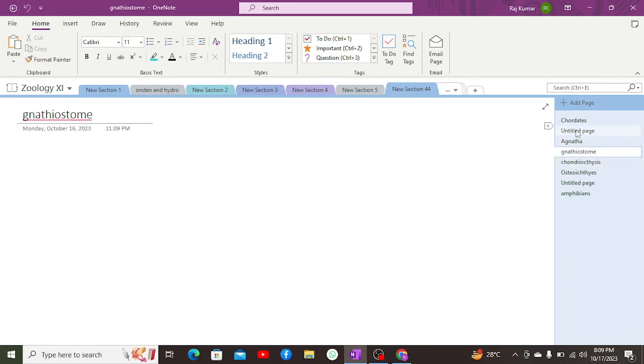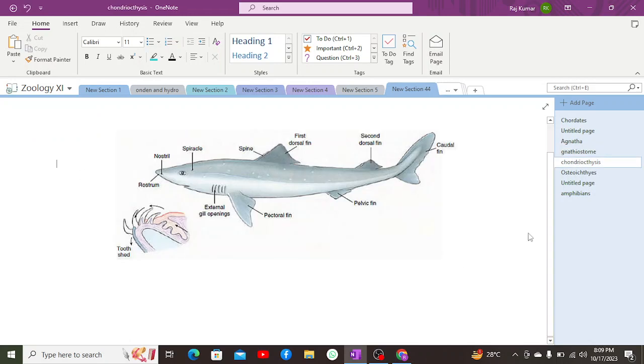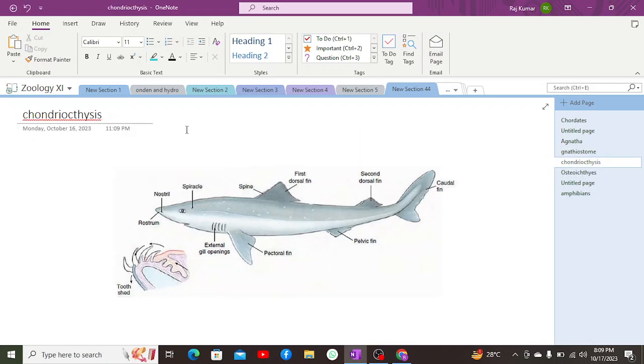Now, coming back to our point, the chondrichthyes are basically cartilaginous fishes. They contain an endoskeleton made up of cartilages, due to which they have chondrocyte cells present in them. That's why these are known as chondrichthyes.